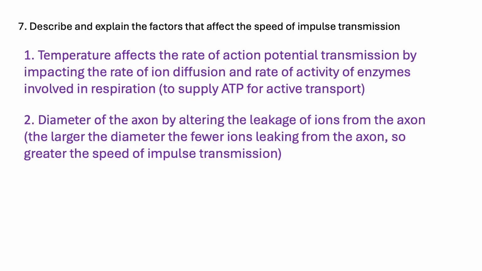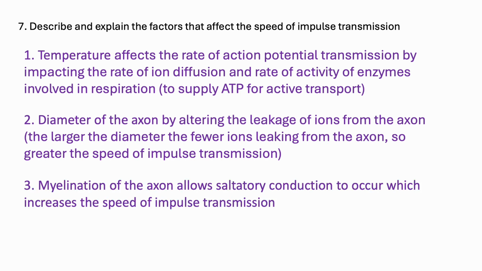2, diameter of the axon. So the larger the diameter, the fewer ions leak, and so the greater the speed of impulse transmission. So faster impulses along large diameter axons. And finally, as you know, myelination. So the speed of transmission along myelinated axons is greater than unmyelinated axons.